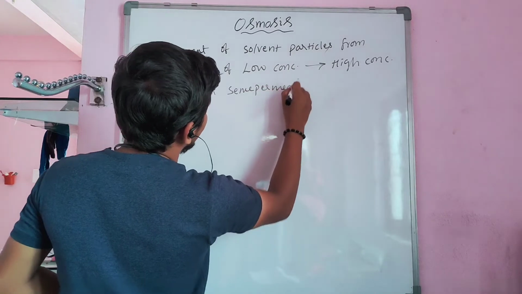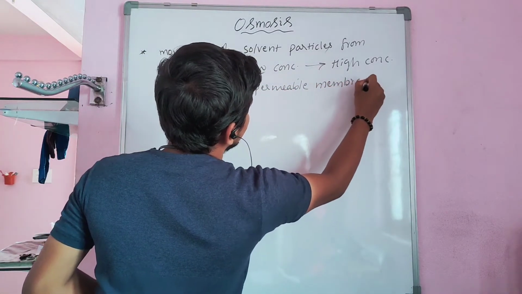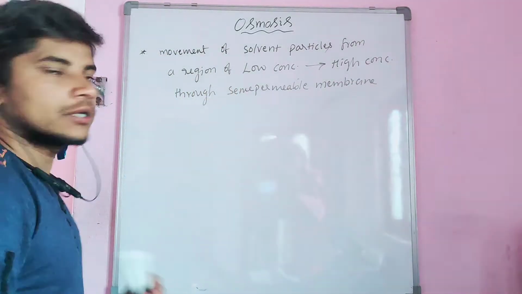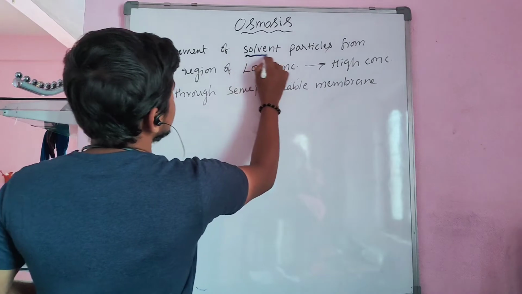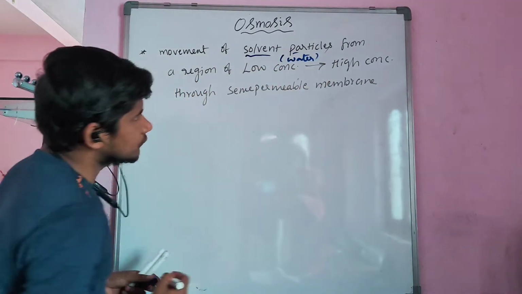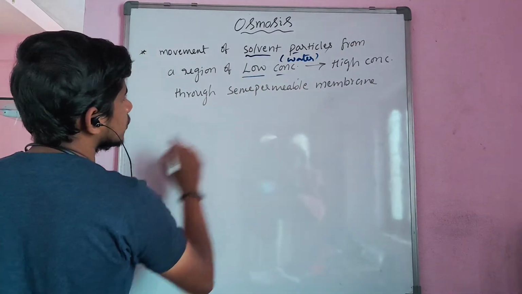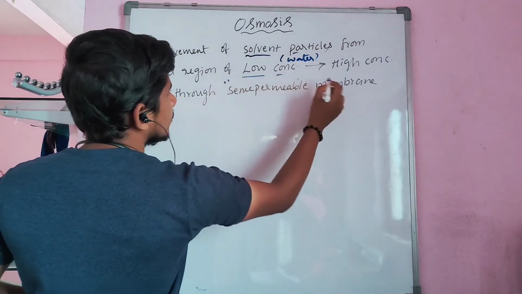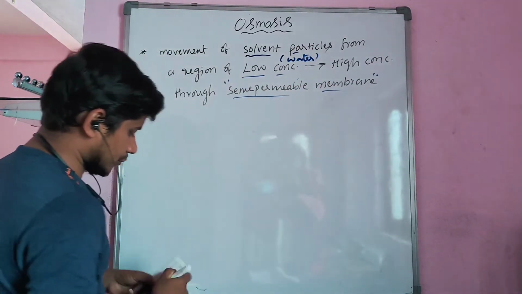Permeable membrane. So here what is happening? The movement of solvent particles means here simply you can take water particles from a region of low concentration to high concentration solution through a semi-permeable membrane. So we'll take one example here.